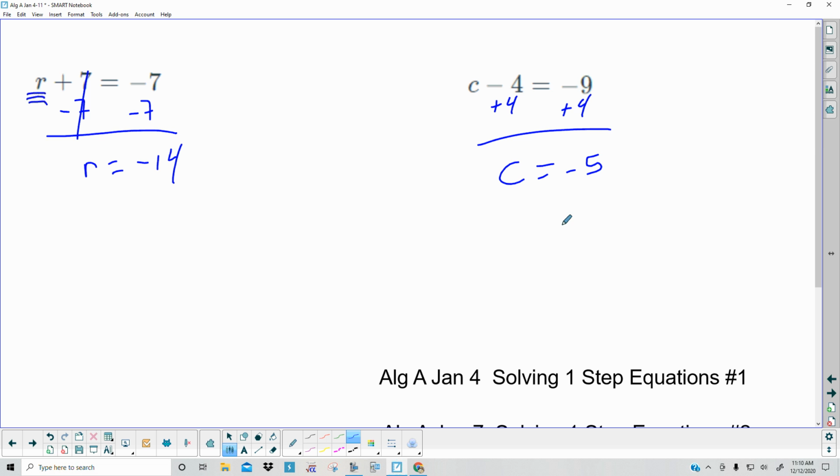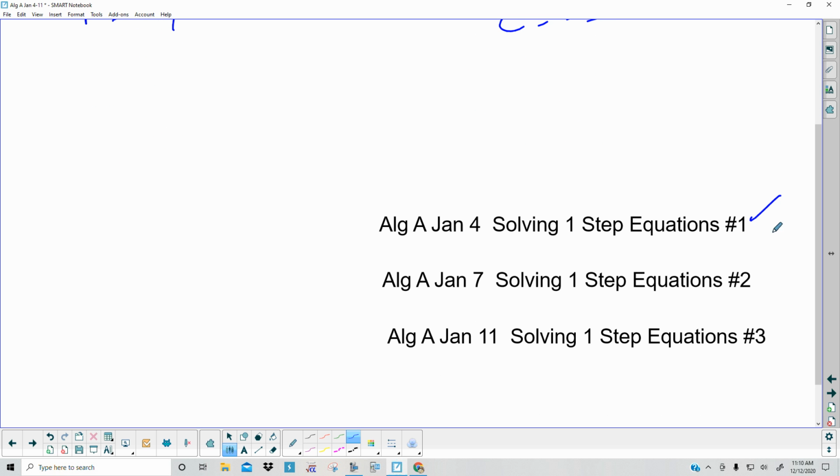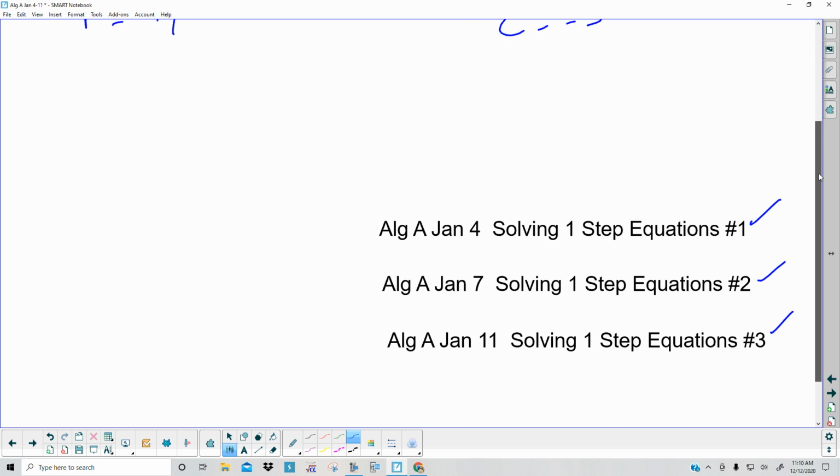The first assignment that you guys have on this is this one. On January 4th, January 7th, you have this one, and January 11th, you have this one. It's all doing the same thing.